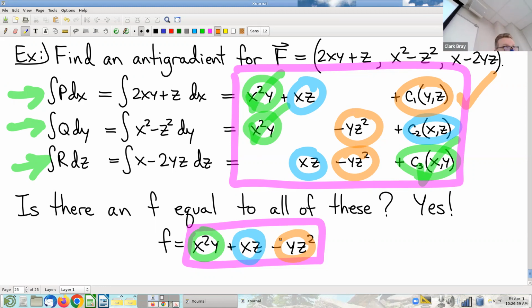Everybody see the process? Does that resolve your question? Yeah. Okay. All right.